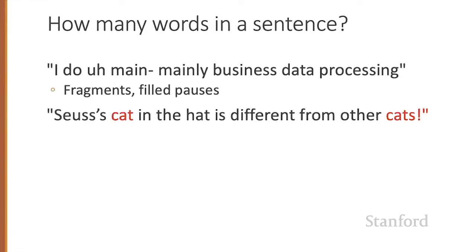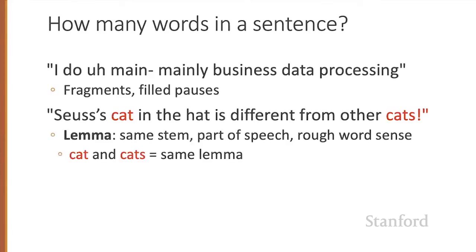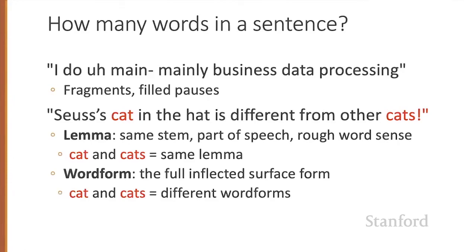Or how about cat and cats in this Dr. Seuss sentence? It'll help to introduce the distinction between lemma and word form. Two words are the same lemma if they have the same stem, the same part of speech, the same sense, whereas word form is the exact surface form of the word with all of its inflections and endings. So if we're counting lemmas, cat and cats count as the same lemma. If we're counting word forms, cat and cats are different.